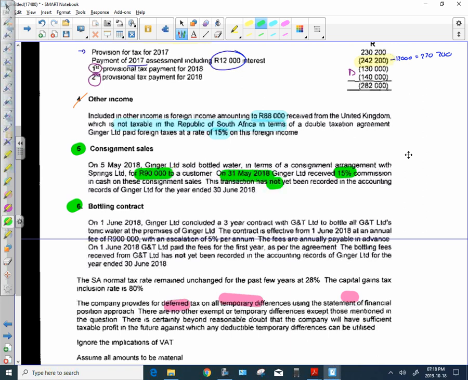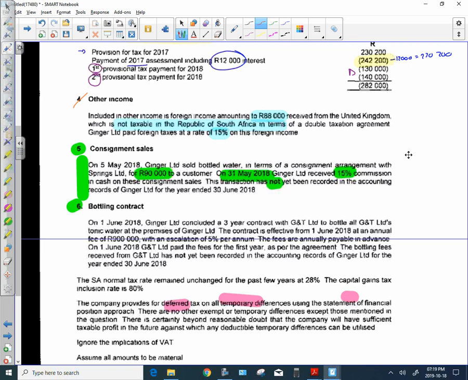Right, what is the first principle that we look at if we look at revenue? Revenue is the amount that we are entitled to receive. So looking at this, what are we entitled to receive on this consignment sale? 900,000? No? 15% of that 900. That's what we're entitled to. So that's the only revenue we can recognize.